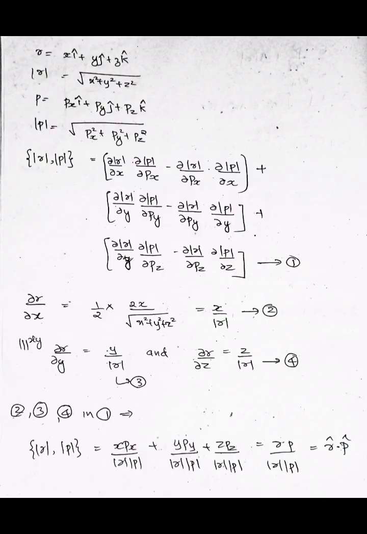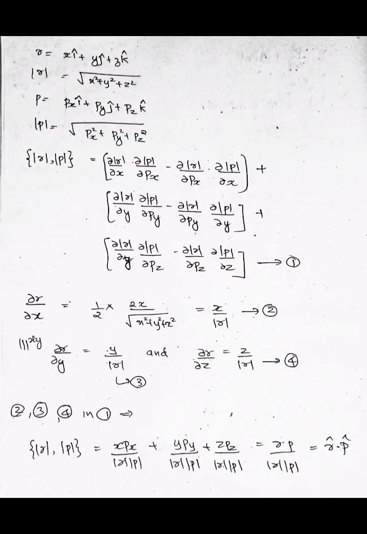So here we can differentiate r with respect to x, that is ∂r/∂x is equal to 1/2 into 2x by square root of x² + y² + z², that is equal to x by r. This is equation number 2. Similarly, we can find ∂r/∂y and ∂r/∂z, that is ∂r/∂y is equal to y by r and ∂r/∂z is equal to z by r. These are equation numbers 3 and 4.